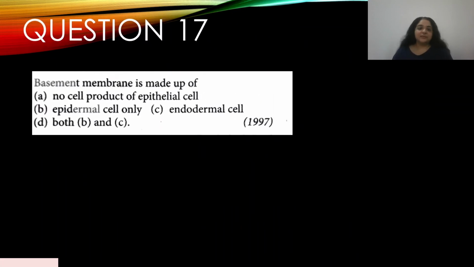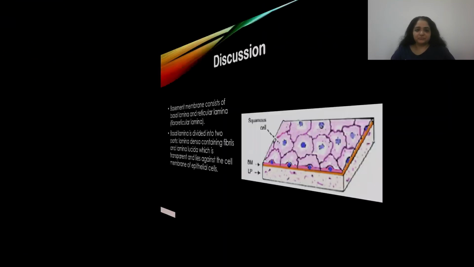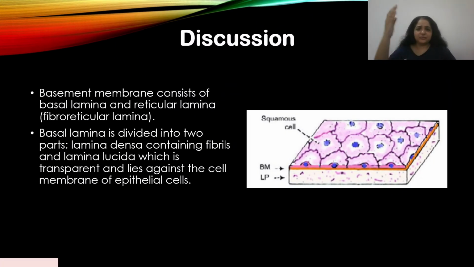Question number 17. Basement membrane is made up of, it appeared in 1997. A, no cell product of epithelial cell. B, epidermal cell only. C, endodermal cell. D, both B and C. So basement membrane is made up of no cell product of epithelial cell. Answer is A. Basement membrane is completely different from the cell.